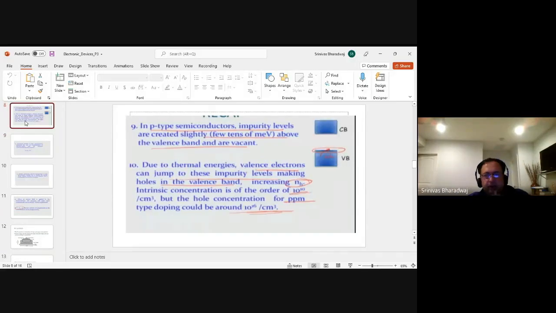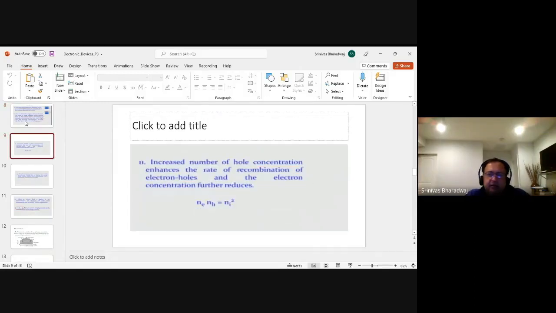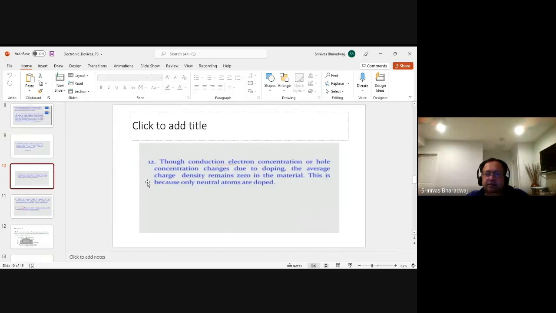Now, you increase the number of hole concentration, which enhances the rate of recombination of electron holes, and the electron concentration further reduces. Ne times Nh equals Ni square. Through conduction, electron concentration or hole concentration changes due to doping.